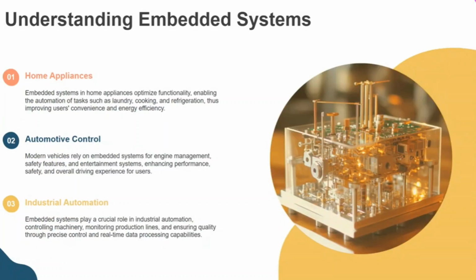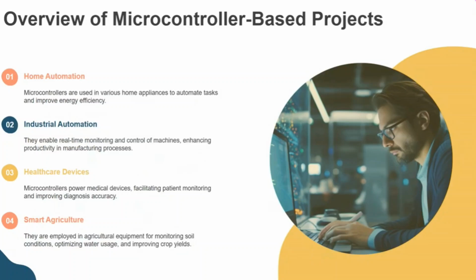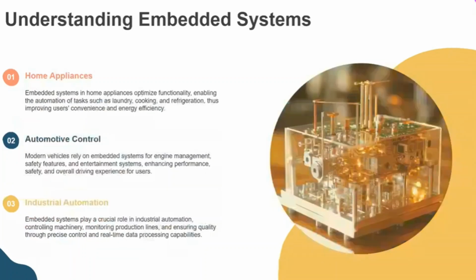Understanding embedded systems. Embedded systems in home applications optimize functionality, enabling the automation of tasks such as laundry, cooking, and refrigeration, which improves users' convenience and energy efficiency. Automotive control: modern vehicles rely on embedded systems for engine management, safety features, and entertainment systems, enhancing performance, safety, and the overall driving experience for users. Industrial automation: embedded systems play a crucial role in industrial automation, controlling a variety of controller-based projects.